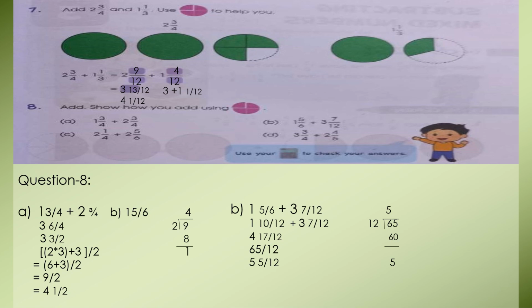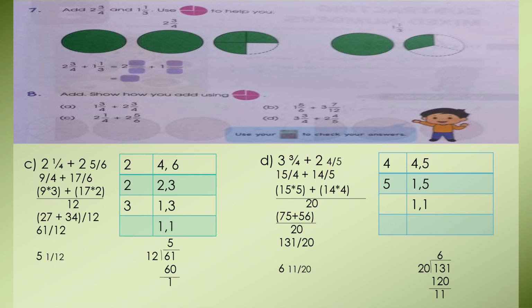Now we have the same denominator, and by adding the whole numbers first we have 4, and by adding 10 over 12 and 7 over 12 we have 17 over 12. So again we have changed this mixed number into an improper fraction by multiplying 12 by 4 and then adding 17 to it. So we have 65 over 12, and when we divide 65 by 12 we have an answer of 5 whole number 5 over 12, which is our answer.